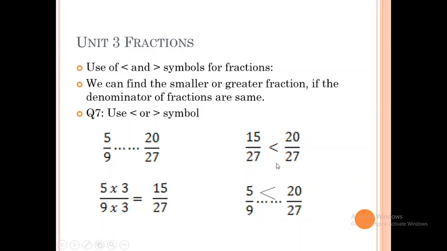When the denominators are the same, 27, 27, the fraction with the smaller numerator is smaller and the fraction with the greater numerator is greater. So 15 by 27 is smaller than 20 by 27. But you have to put the sign between the given fractions. So again write the given fraction. And this one is the changed one. This one was actually 5 by 9. So 5 by 9 is smaller than 20 by 27.